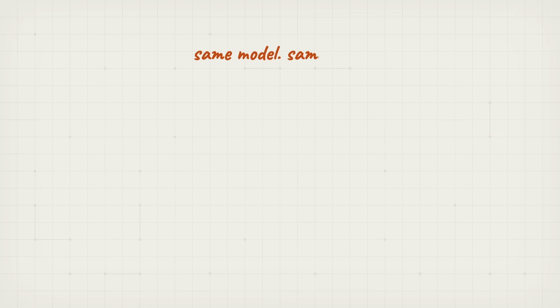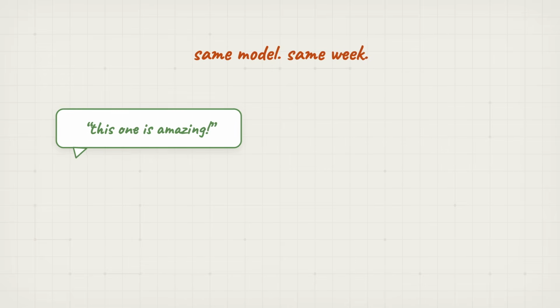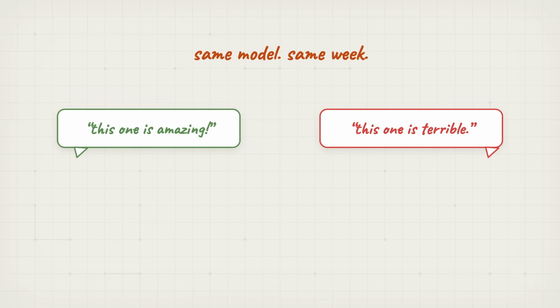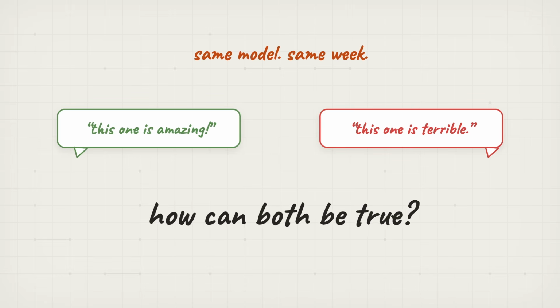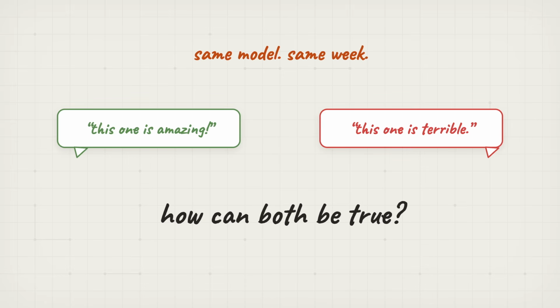You must have seen some people saying that a certain model is absolutely amazing, and at the very same time, other people saying that the very same model is terrible. So, how can both of these things be true at once?